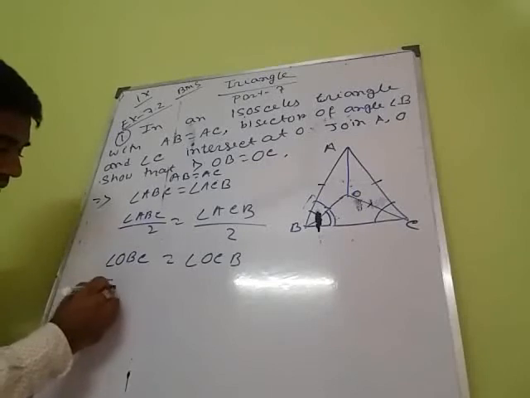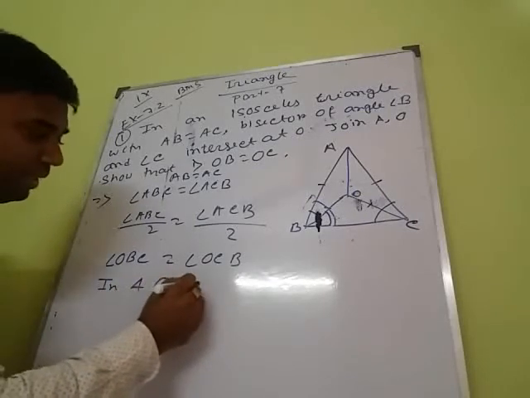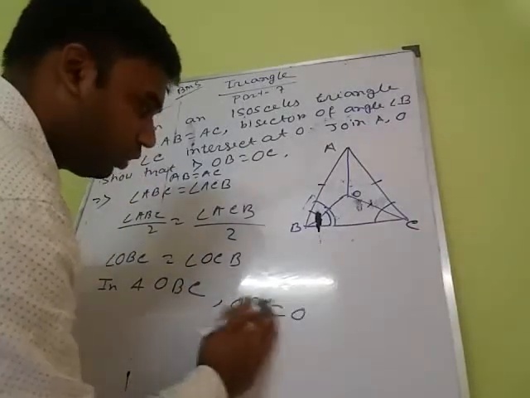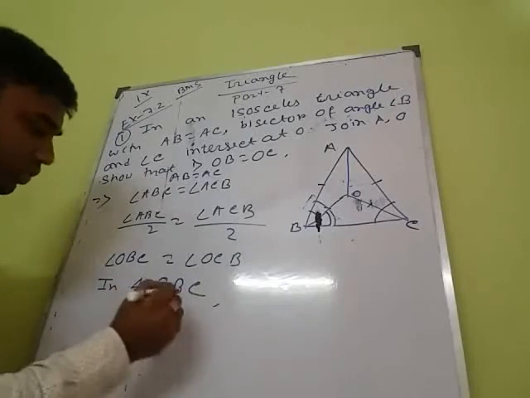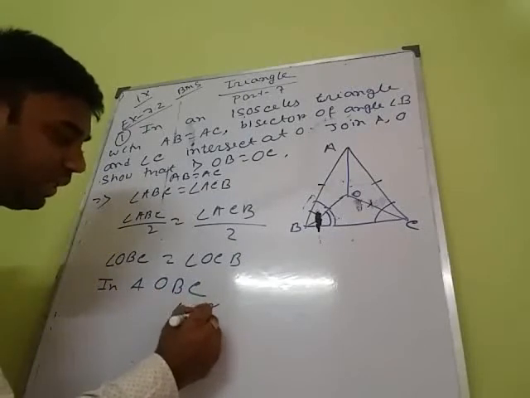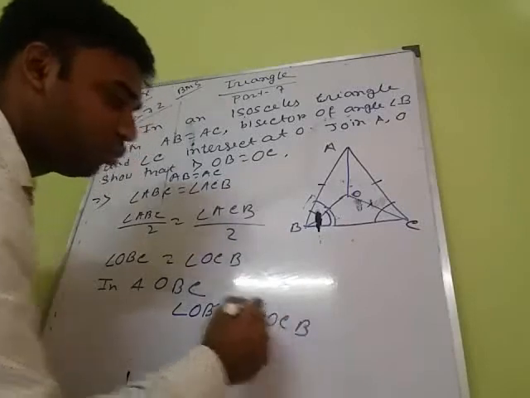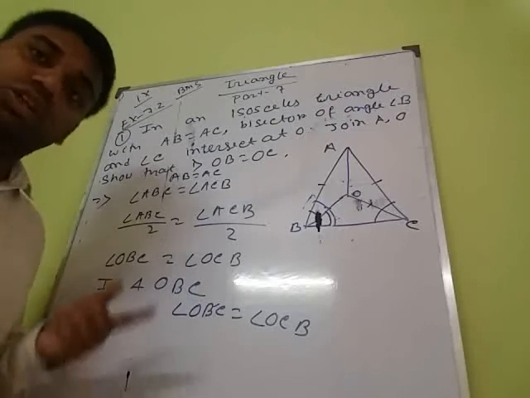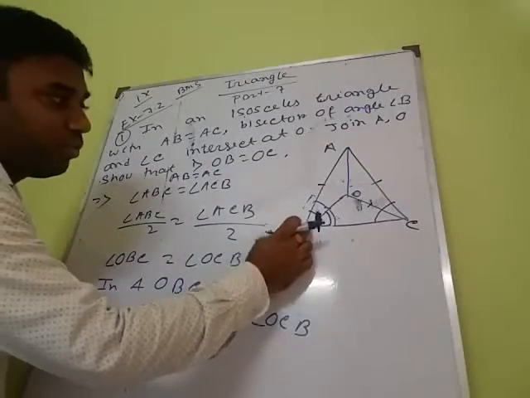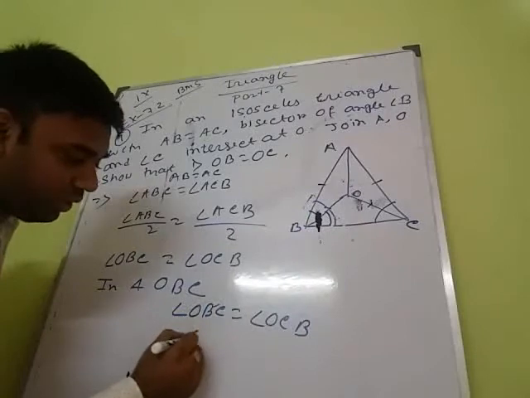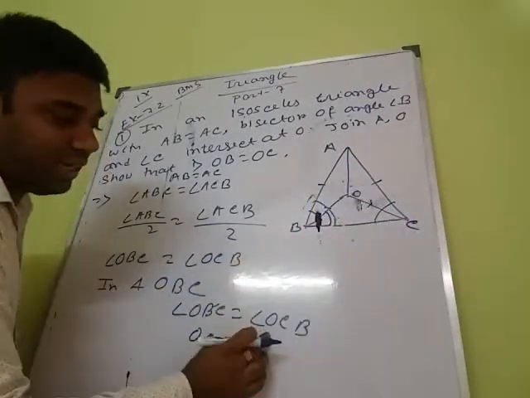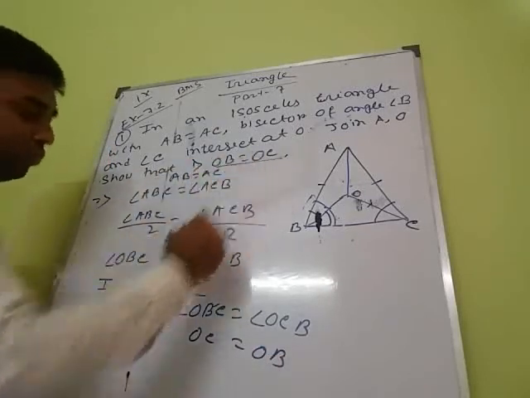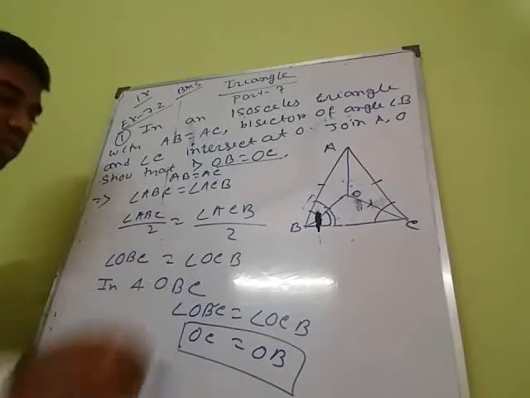Now in triangle OBC, angle OBC equal to angle OCB, two angles are equal. So the sides opposite equal angles should be equal. The side opposite angle OBC is OC, equal to the side opposite angle OCB, that is OB. That is our first proof: OB equal to OC.